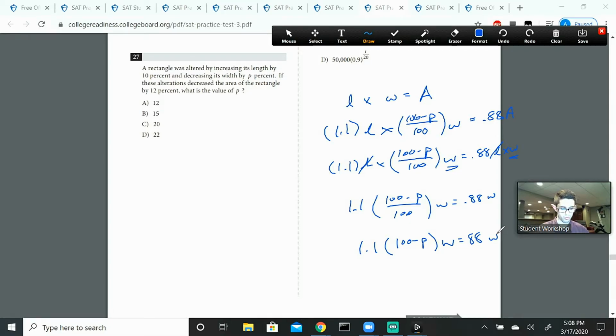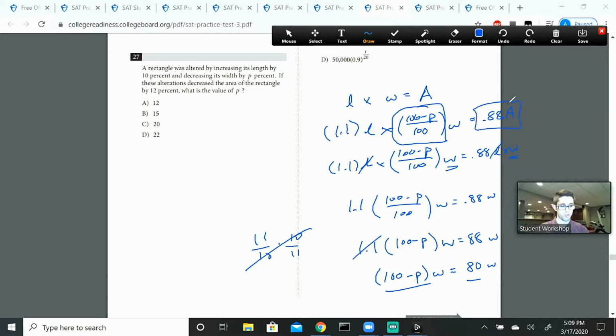And now we can divide by 1.1 to both sides. 100 minus P W equals 88 divided by 1.1. 1.1 is just 11 over 10. So if we multiply by 10 over 11, that's the same thing as dividing by 1.1. So 88 divided by 11 is 8, times 10 is 80, so 80W. And we can see that 100 minus P has to equal 80 for that alteration to equal the 12% decrease on the area. So the P has to equal 20.